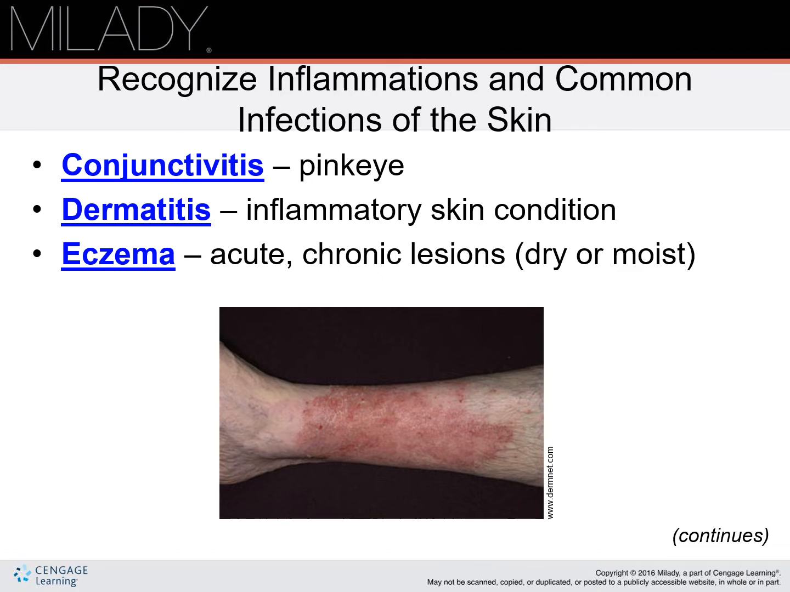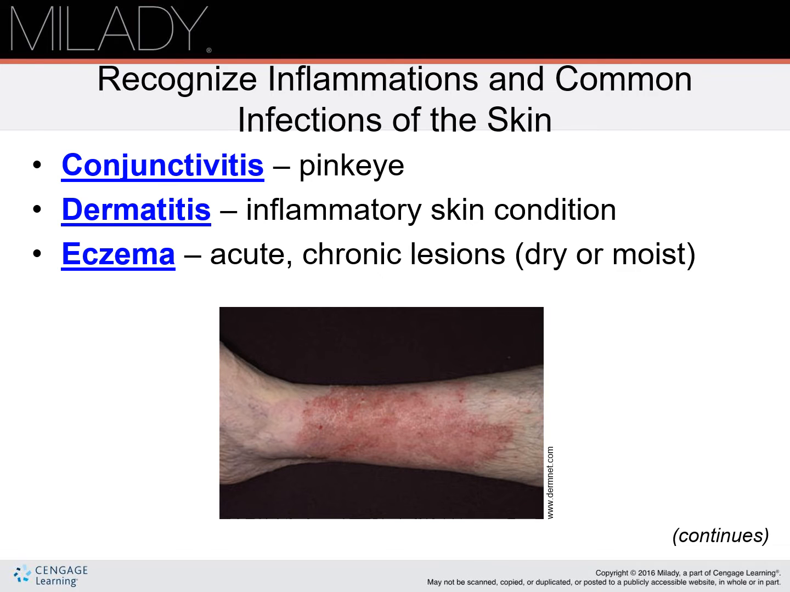So let's talk about some inflammations and common infections of the skin. These are very, very common. Okay. Conjunctivitis. This is also known as pink eye, which is very contagious. It is a common bacterial infection of the eye, extremely contagious. It should absolutely be referred to a physician. Discard any products or implements that have touched the infected eye.